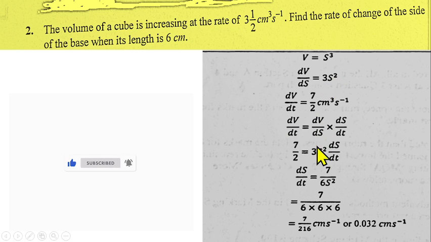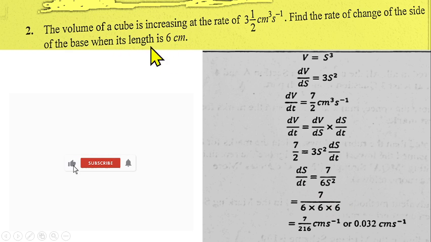So if you substitute that, we have 7/2, which is dV/dt, equals dV/ds, which is 3s squared, times ds/dt, which is what we're looking for. So if you make ds/dt the subject of the formula, that means you divide both sides by 3s squared. So that should give us ds/dt equals 7 over, if you divide both sides by this, 7 over 3 times s squared. That should give us 7/6s squared.